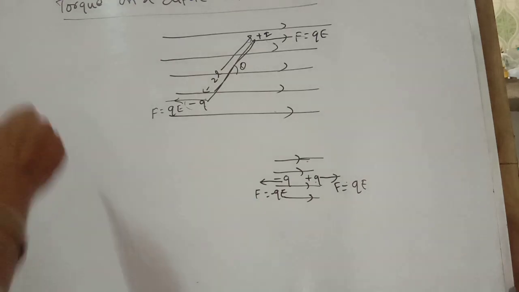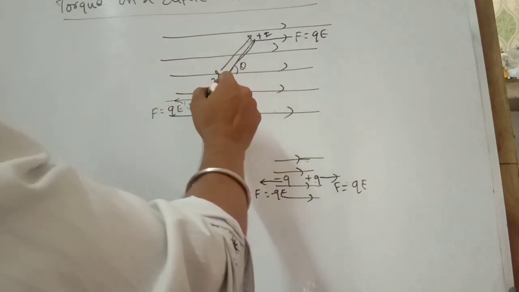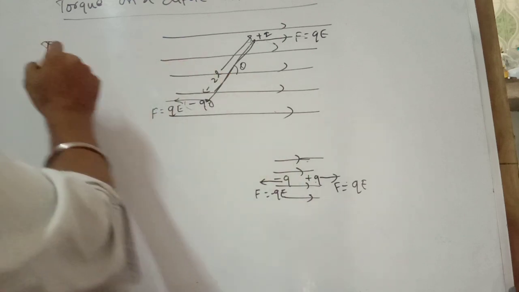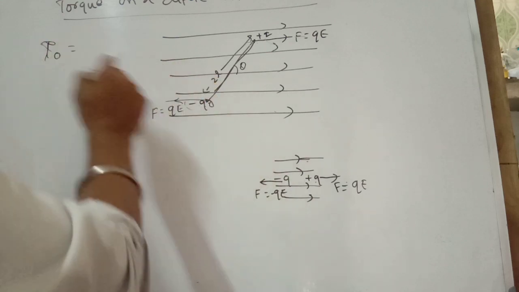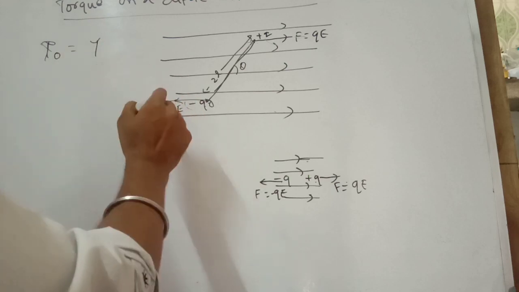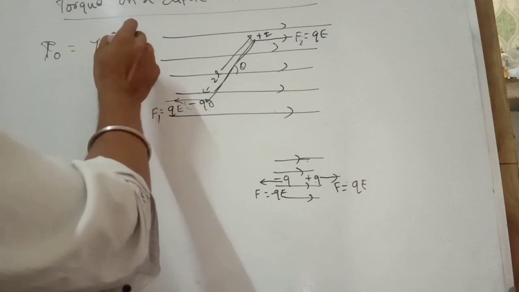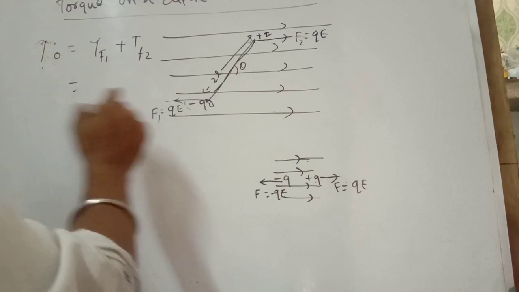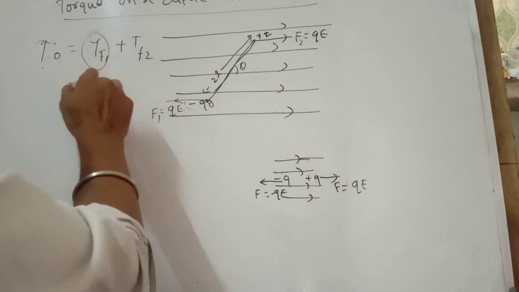Okay, so what is torque? Torque is the product of the force and the perpendicular distance. Let us consider we will find the torque at point O. There are two forces, so the torque due to force, let us consider F1 and F2, is the torque due to F1 plus the torque due to F2. Okay, so we are finding torque at O. Here the perpendicular distance is 0, so the torque due to F1 is 0.